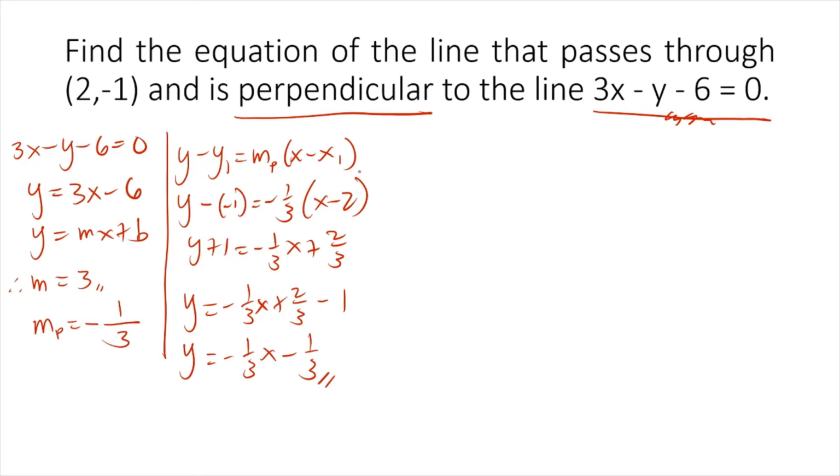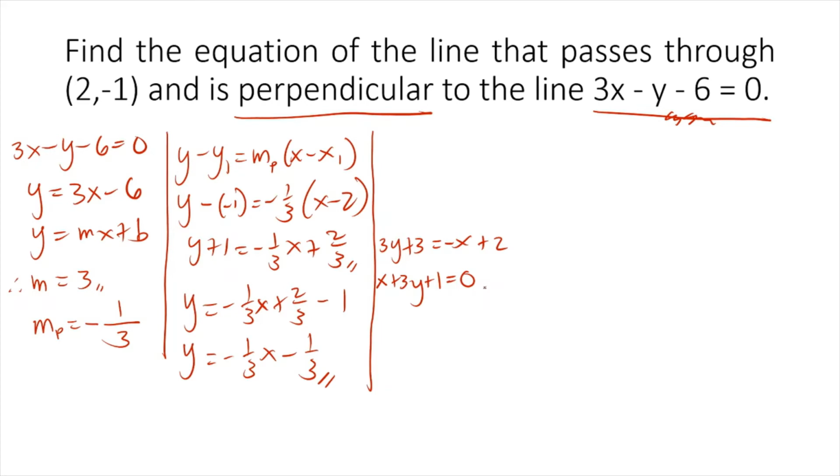Or we can express the equation in general form. Let's say we start at this point, multiply both sides by 3, we'll get 3y plus 3 equals negative x plus 2. What we want is the general form of the equation, ax plus by plus c equals 0, right? So we can transpose negative x to the other side to become positive x plus 3y, and then transpose positive 2, so positive 3 minus 2, that's positive 1 equals 0.